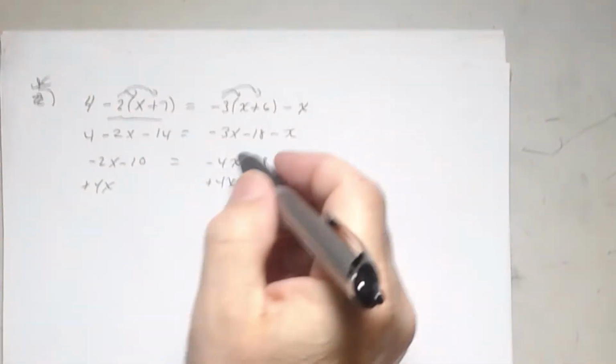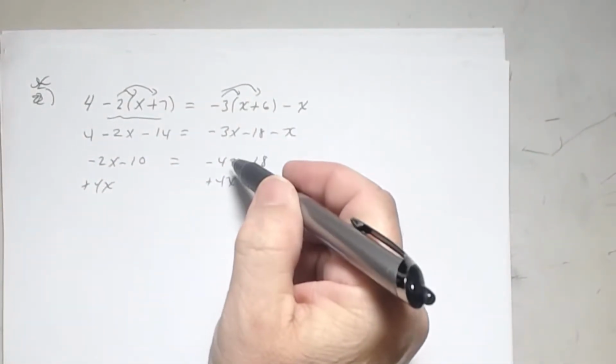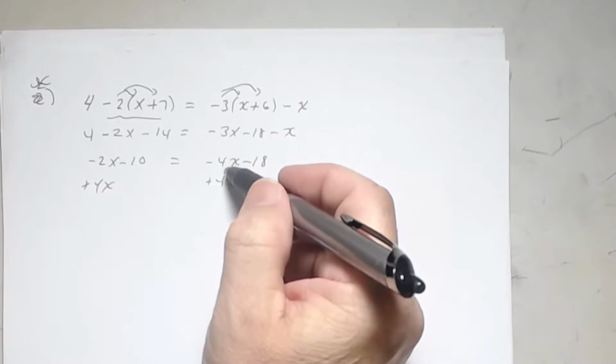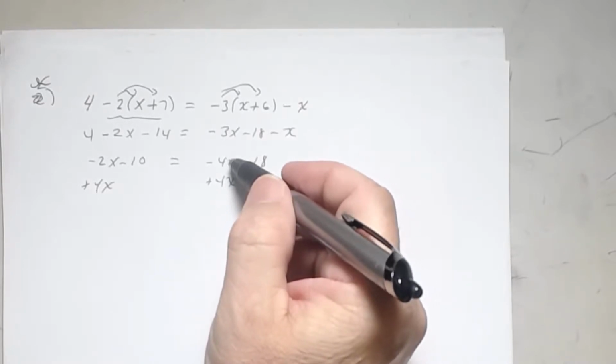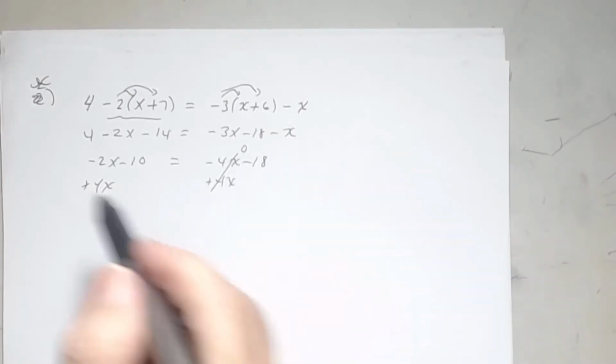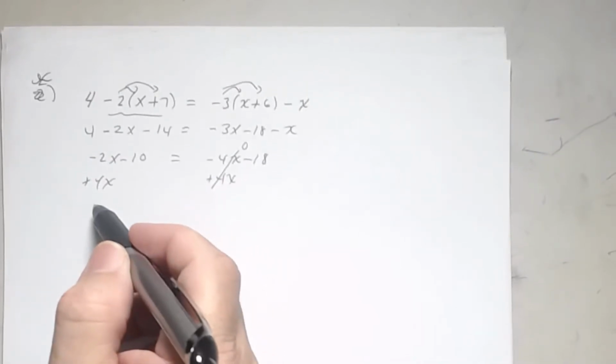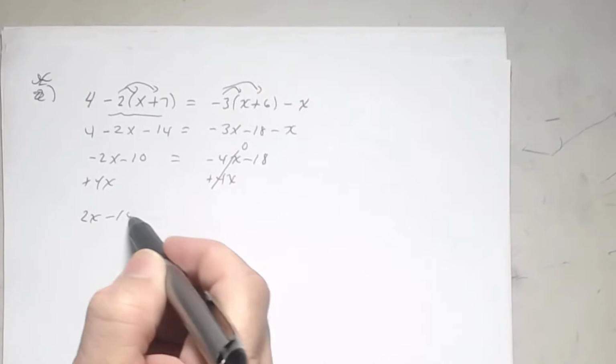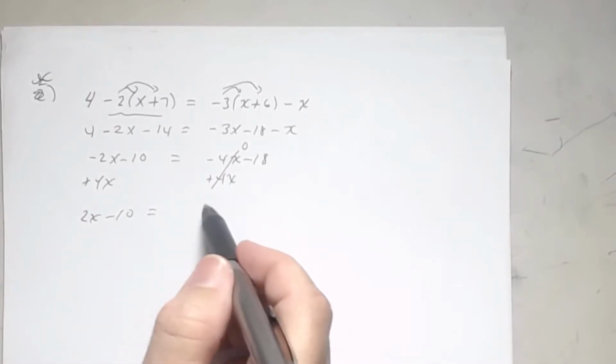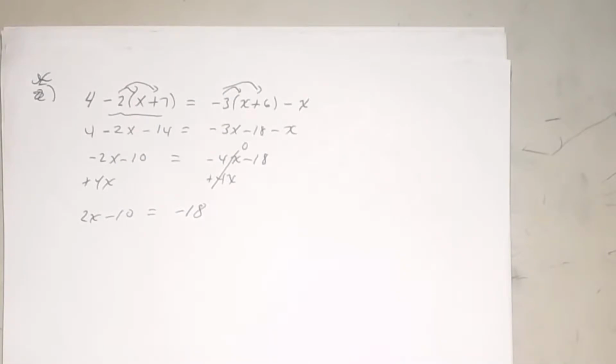And now I can combine like terms. A 4x and a negative 4x, those are like terms. In fact, they're opposites. So when I combine like terms, this is 0. And what's a negative 2x and a positive 4x? 2x minus 10 equal. And then what's left on the other side? Okay. Now be strategic. Don't go in a circle like a couple of you did in the previous problem.